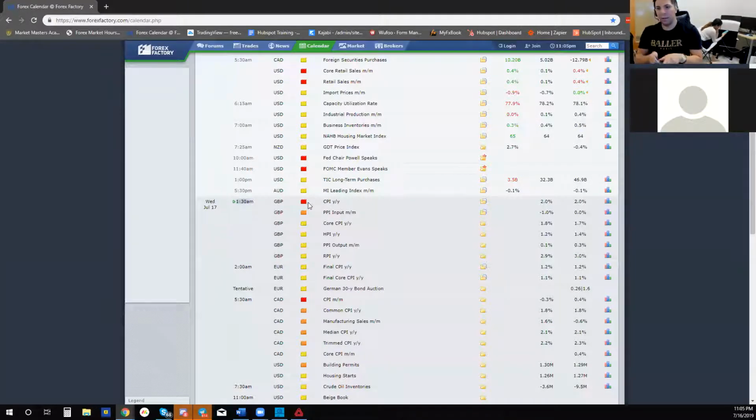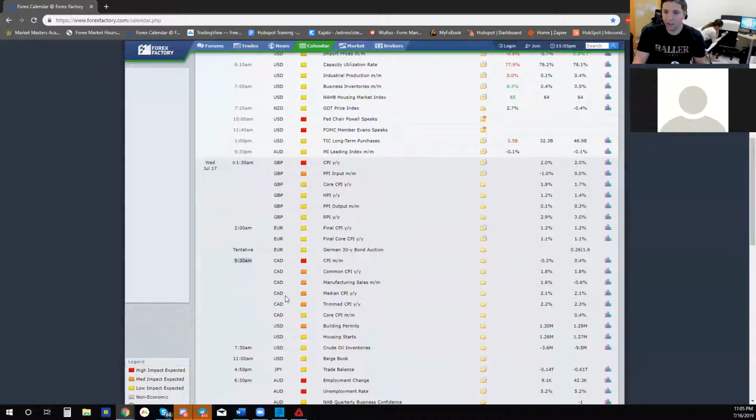So going to be checking out those currency pairs with GBP. Then later on at the New York Open, there's going to be some CAD news, which is kind of strange. Usually there's USD news at the Open of New York.